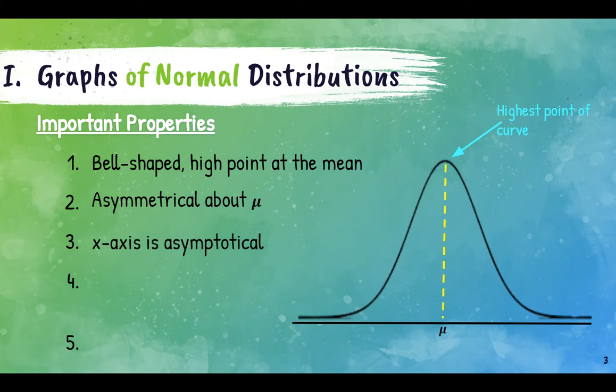Also, the x-axis, or the horizontal axis, is asymptotic. This comes from the word asymptote, and if you remember from Algebra 2, it's an invisible line that your curve gets closer and closer to, but never actually crosses.